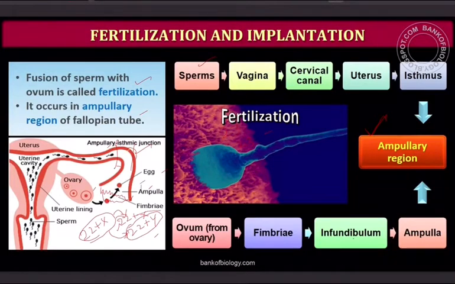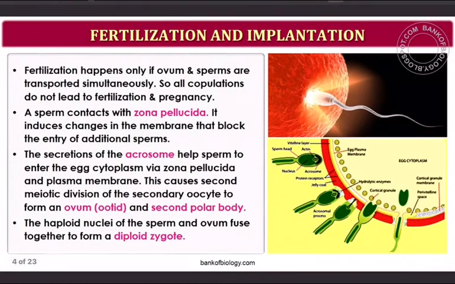So the ovum in turn will get absorbed by the fimbria, travels into the fallopian tube, infundibulum, reaches the ampullary region as you are seeing here, and it waits there for 2 to 3 days. And in that period, if the sperm comes and meets the ovum, fertilization takes place. So fertilization happens only if ovum and sperms are transported simultaneously. So all copulations do not lead to fertilization and pregnancy.